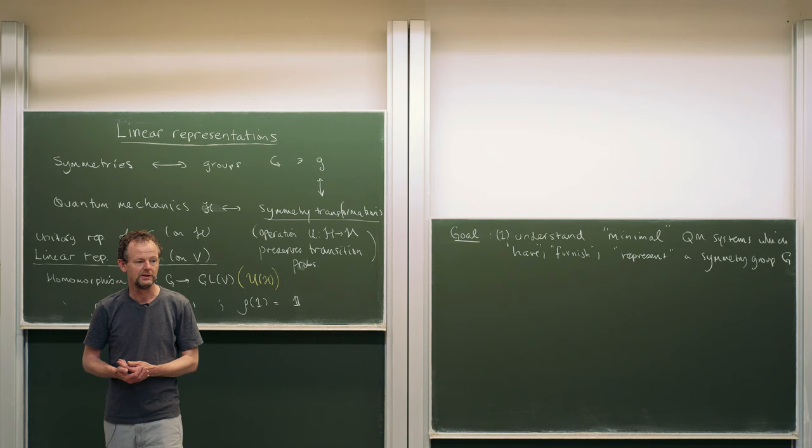And you should remember these three examples, because whenever you have a group, you can immediately write down these three examples for that group. And that furnishes your first basic examples of quantum mechanical systems which exhibit a group symmetry.